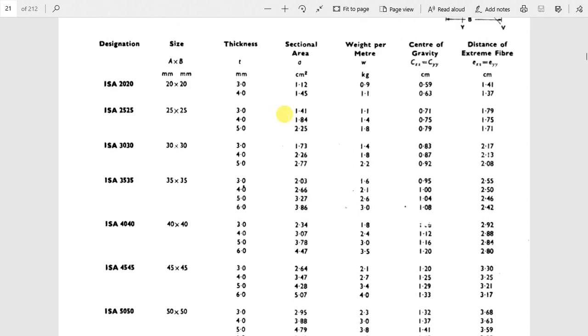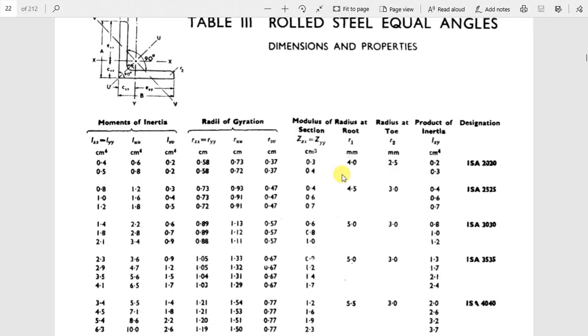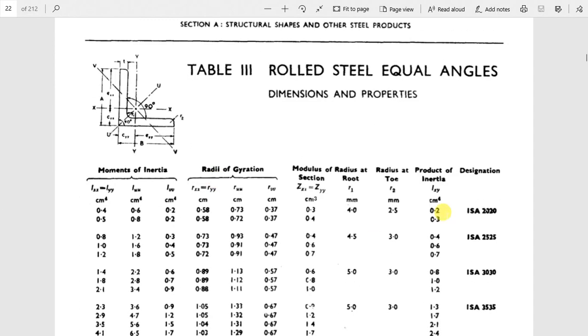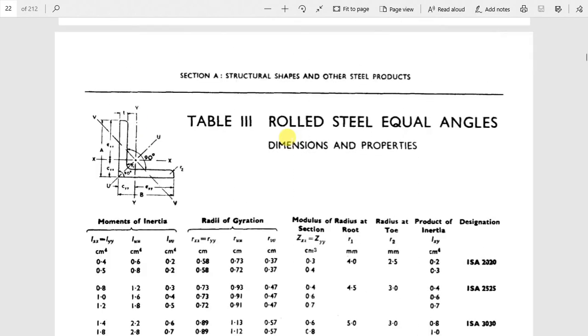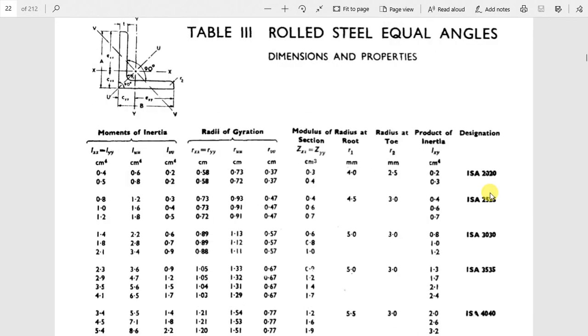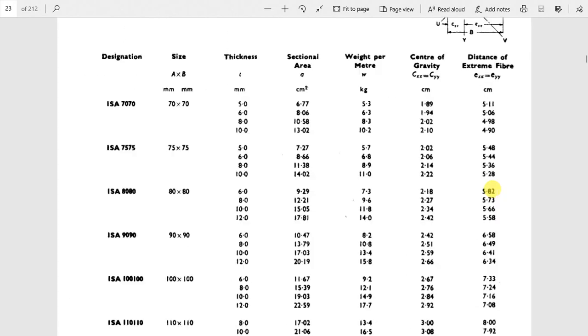Once again, these properties will be continued in the next page also. So all the other properties are mentioned over here. As I told you earlier, these designations will be shown at the first as well as at the end also. So this is equal angles. So equal angles continued.